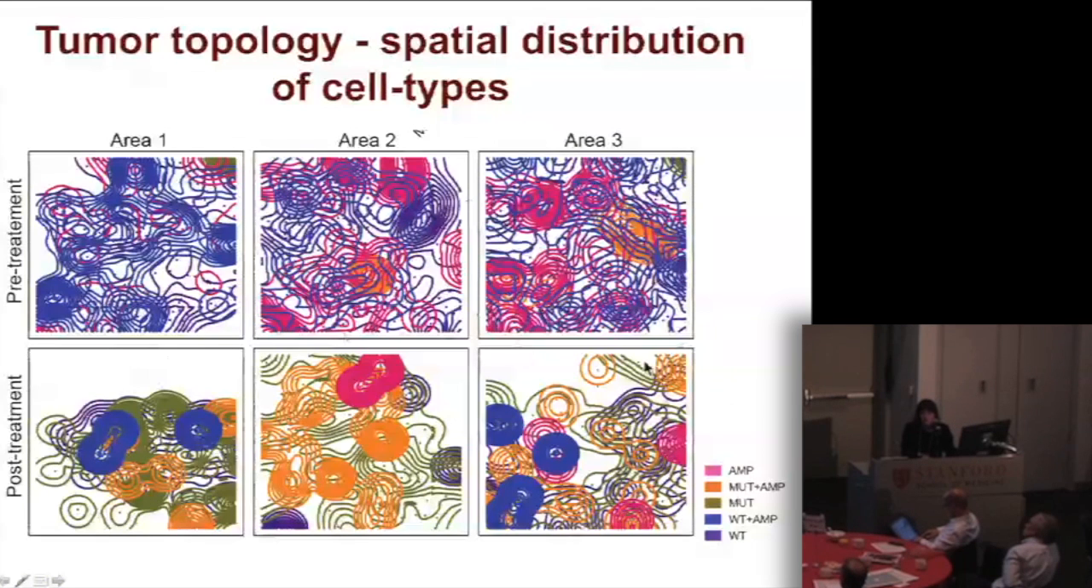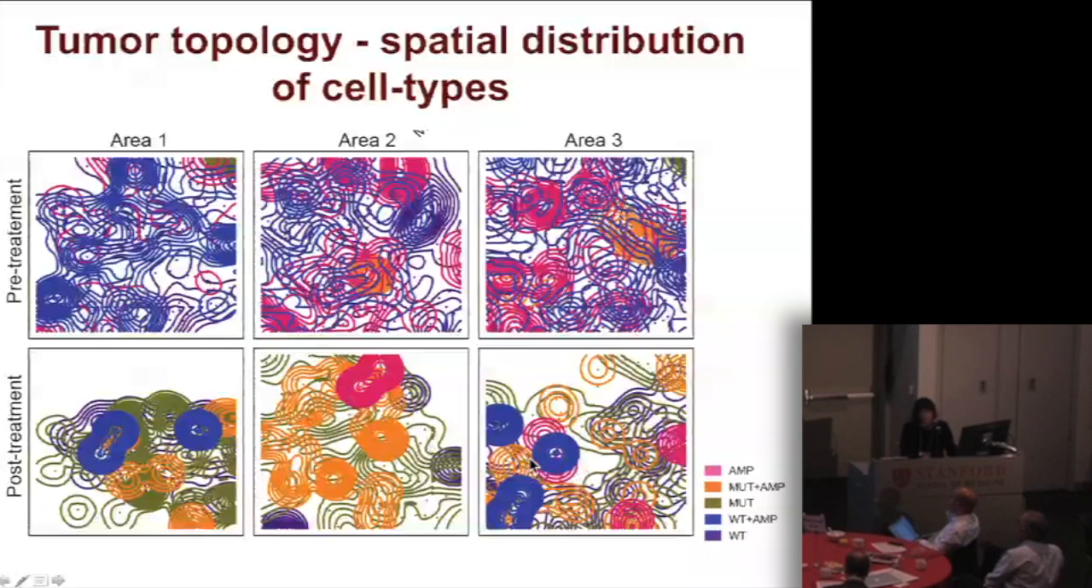Another nice feature of these in situ measures is that we can determine the tumor topology. This is very similar to what you have on mountain topology maps. These colors reflect the 5 different cell types, and the circles and the closeness of the circles reflect the clustering of the cells. And what you see in this particular tumor is that there is an increasing clustering of the mutant cells after treatment, such that these particular areas seem to be closer to each other.